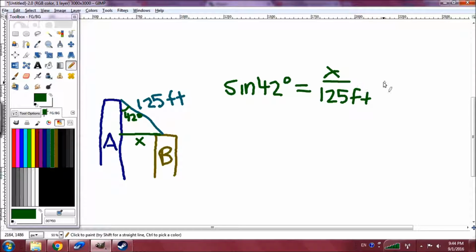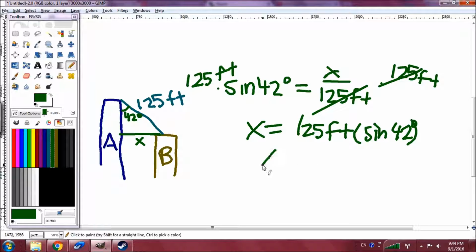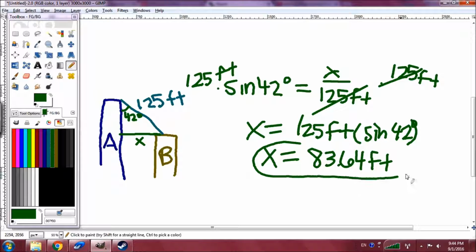Then you would do what you did in the last problem, multiply both sides by 125 feet. This will cancel out, and you will get x equals 125 feet times sine of 42 degrees. And that will come out to be x equals 83.64 feet. So you know the maximum distance between the two buildings has to be 83.64 feet.